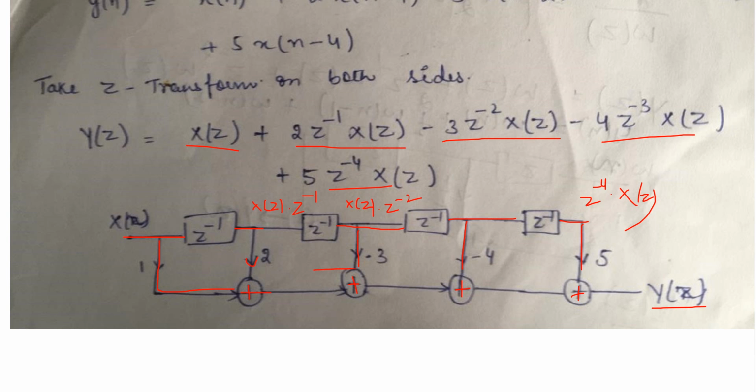So this is the direct form structure of the FIR filter. Clear? What was the observation? M minus 1 delay elements are there, M multiplications are there, and so on. Clear?